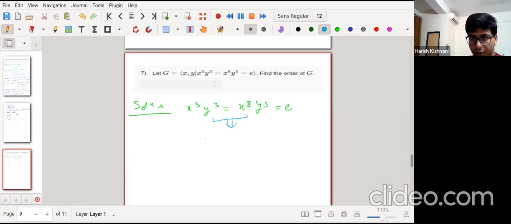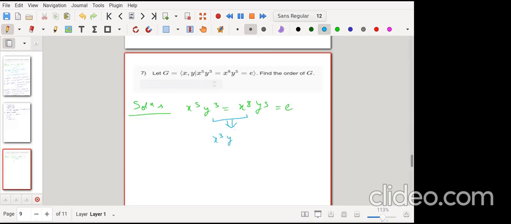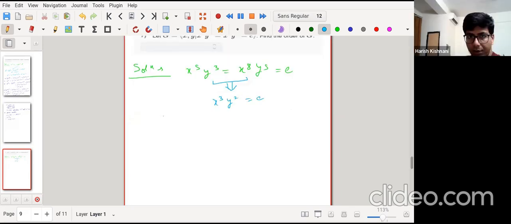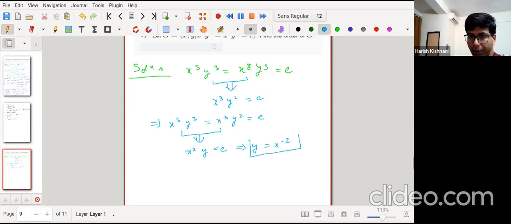This implies x cube y square is identity. Now this implies that x5 y cube is the same as x cube y square equal to identity. Again use the first two, that will imply x square y is identity, and that means y is x raised to minus 2. So y is some power of x.